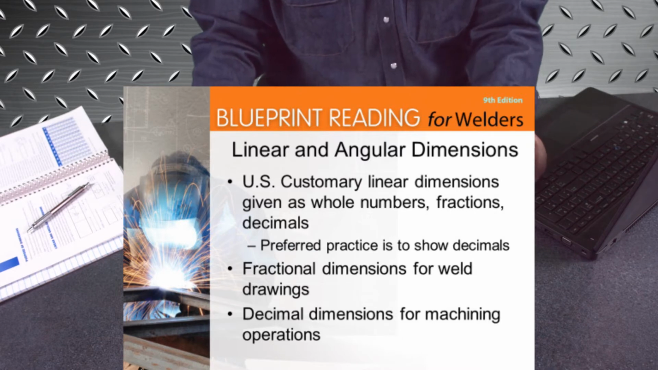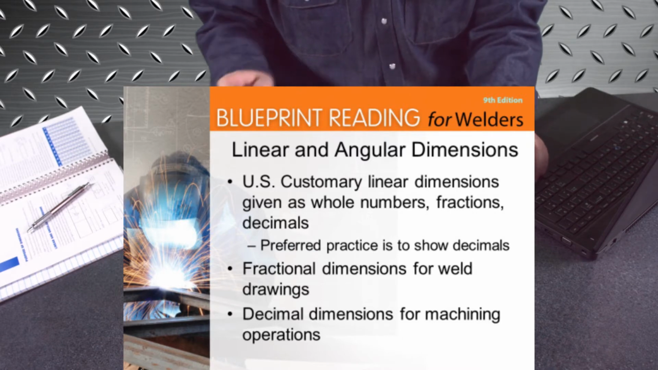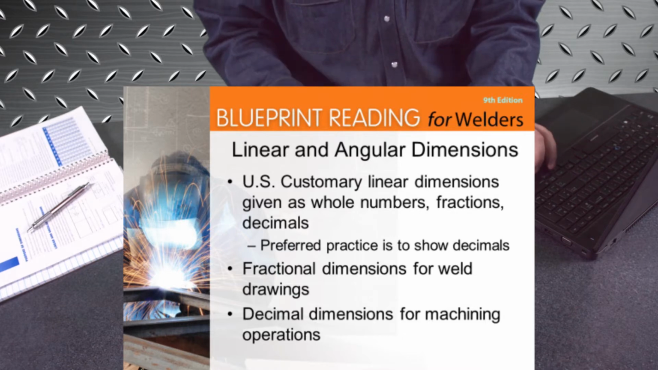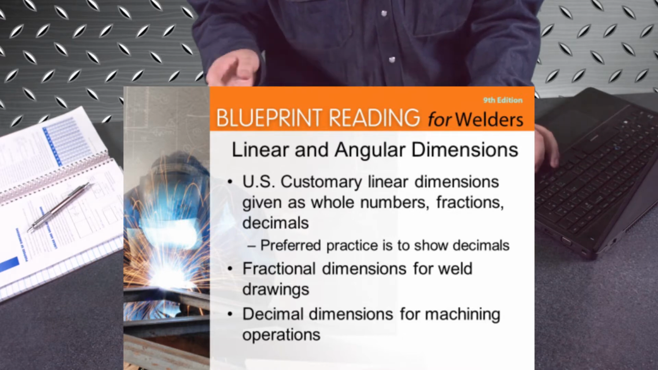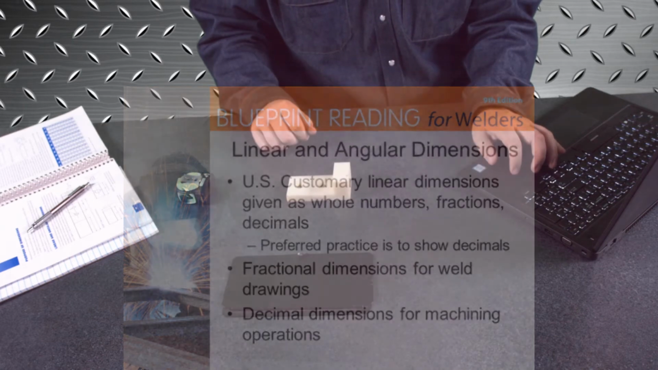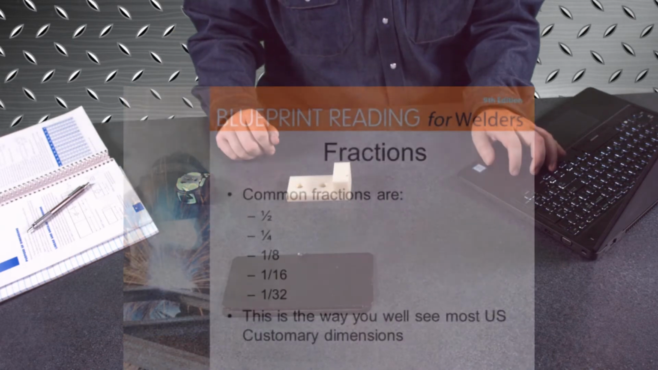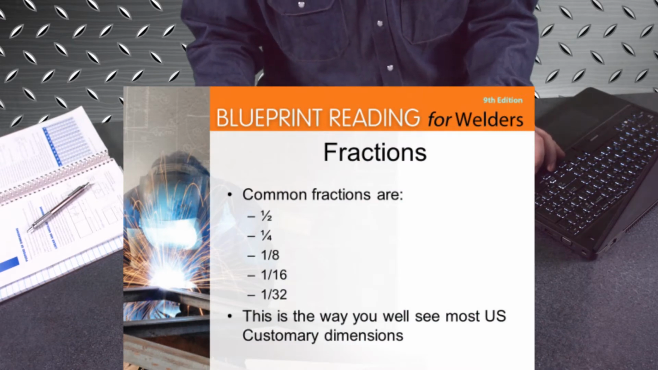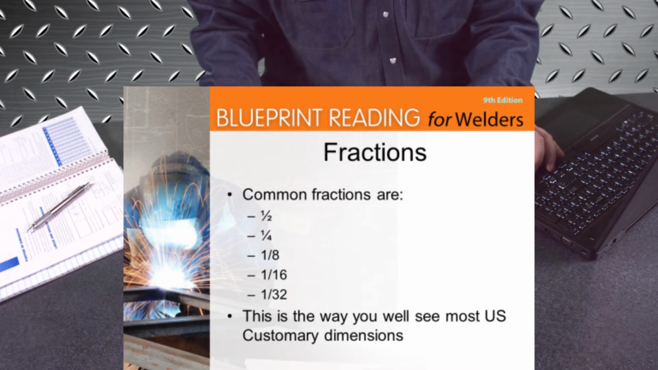Fractional dimensions are used for welding drawings, and then the decimal dimensions will be used for machining operations. If you're a machinist, you're going to use decimals because it is much more precise. Common fractions that we have are 1/2, 1/4, 1/8, 1/16, 1/32. This is what you'll be seeing on most US customary dimensions.